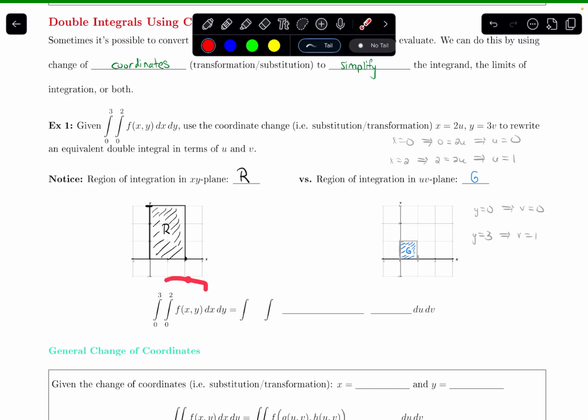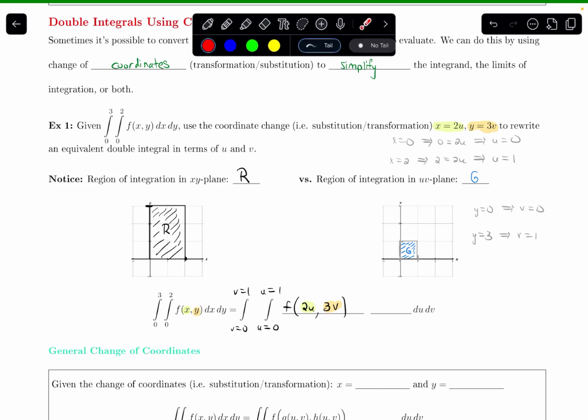Okay, so how does my double integral change when I switch variables and do this substitution? Well, my function f. Now I know what x is. I know x is 2u, and I know y is 3v. So those we're going to just sub in. So wherever we see x, we're going to sub in 2u. Wherever we see y, we are going to sub in 3v. Okay, my limits of integration are going to change. So if I decide to put du on the inside, I need the u values on the inside. So u, we just saw, goes from 0 to 1. And v on the outside, the v values we also saw go from 0 to 1.